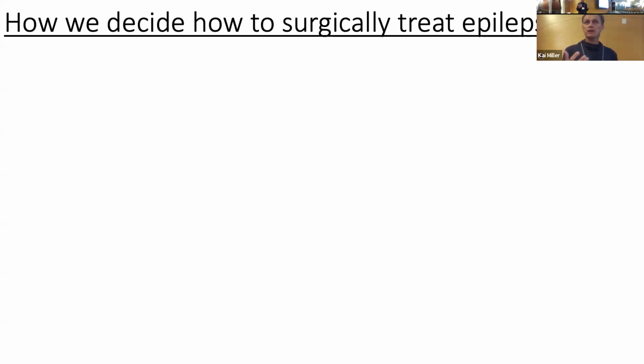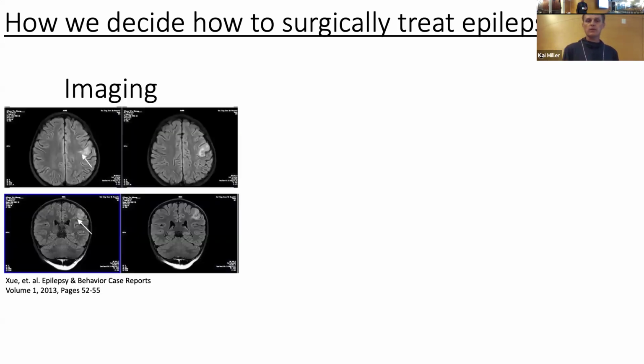When we're surgically treating epilepsy, before patients are ever considered for surgery, there are a number of factors that we think about. So the first thing that we have is imaging. Okay, so this is structural MRIs, principally. There are also things like PET scans, which look at metabolism. And we'll look for something abnormal. Here you see an abnormality in the part of the brain that controls the body, the precentral gyrus.